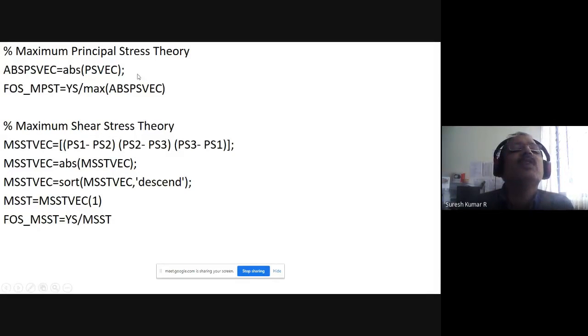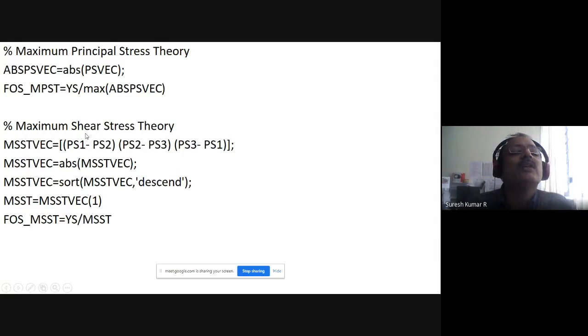Now once I do this, I'll apply the first, the maximum principal stress theory, right? According to this, the factor of safety will be sigma E by sigma 1. Sigma 1 is what? The maximum of the principal stresses. So I am taking from the principal stress vector the maximum principal stress, that is sigma 1. Sigma E, the yield stress, divided by sigma 1.